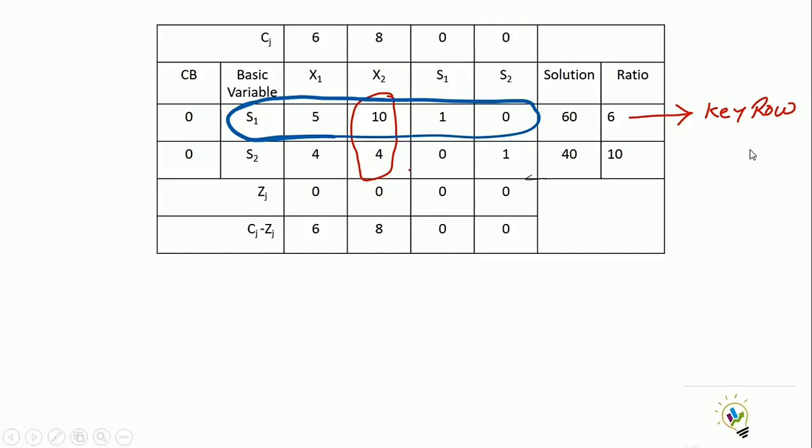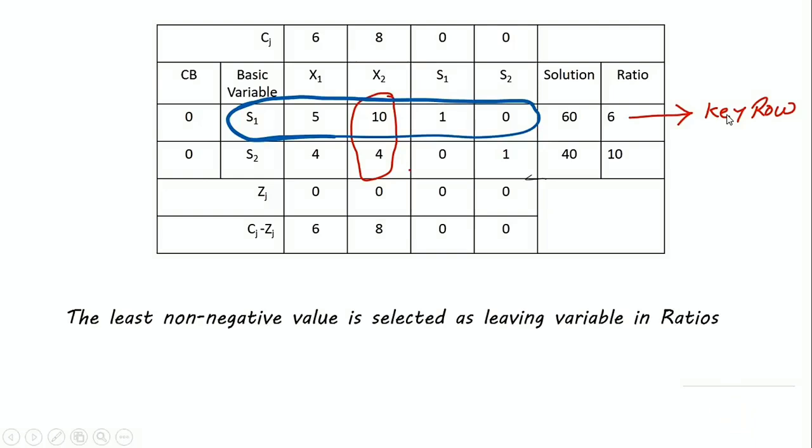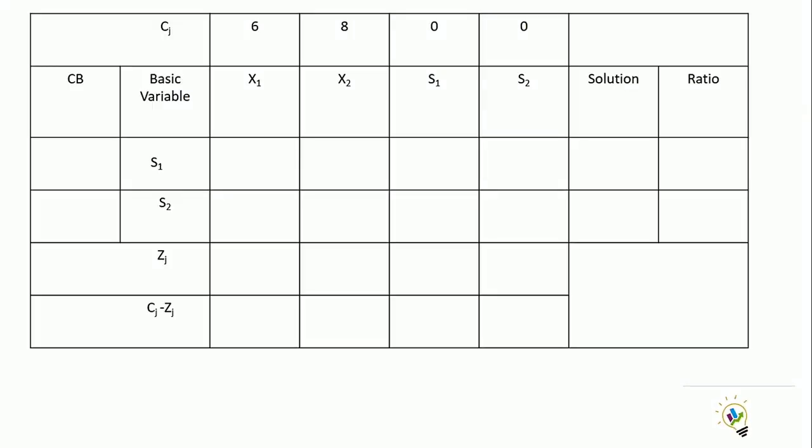Now we have identified the key row. The least non-negative value is selected as leaving variable in ratios. Right. Now this table is called iteration 1 because from the initial simplex table we have come to the next table. Now in this table what happens, S1 is leaving and x2 is coming in its place. Now in the iteration 1 table, we will be having basic variables as x2 and s2.